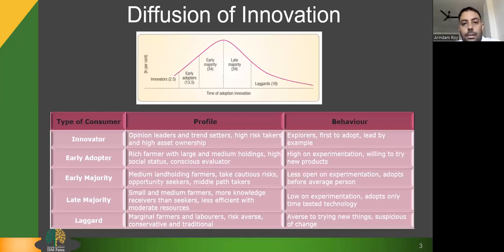There is a term called diffusion of innovation, where we talk about the innovators, the early adopters, the early majority, the late majority, as well as the laggards. In terms of percentages, most of the people in the rural sector would fall under the early majority or the late majority, which comprises around 70% of the total community.